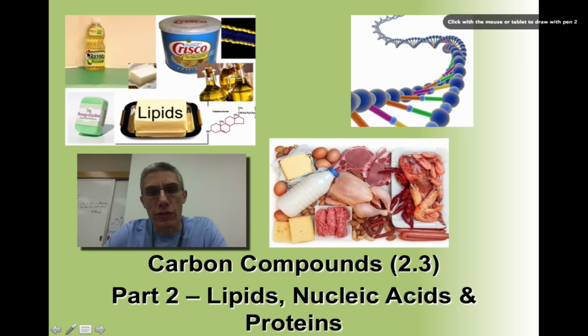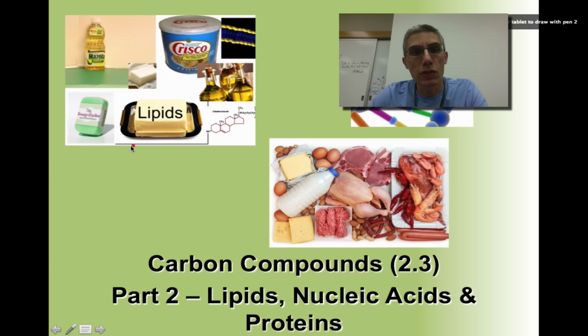This is going to be our second part to section 2.3. If you recall from part 1, we had actually begun our discussion on the carbon compounds by talking about the carbohydrates. I'd also given you a little bit of information about what a macromolecule was, how that macromolecule is formed using the process of polymerization, and basically just getting us started with the whole idea of organic chemistry.